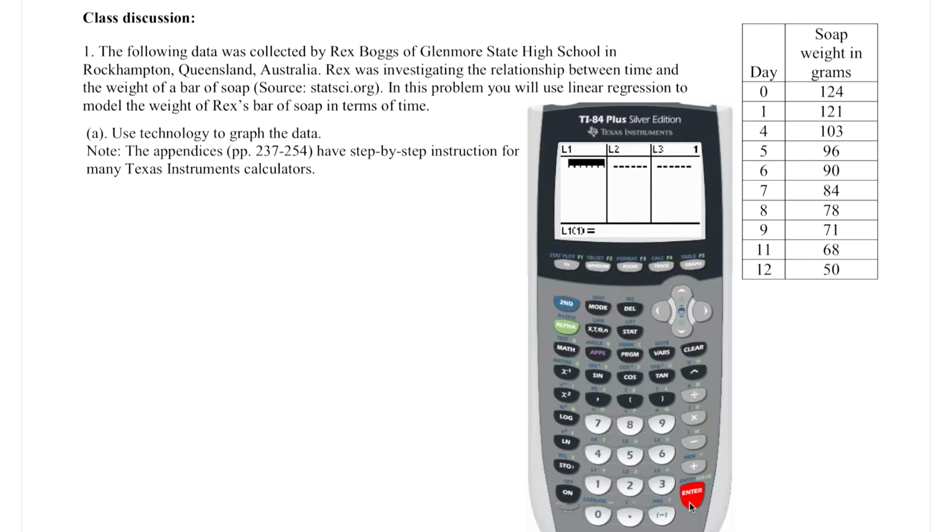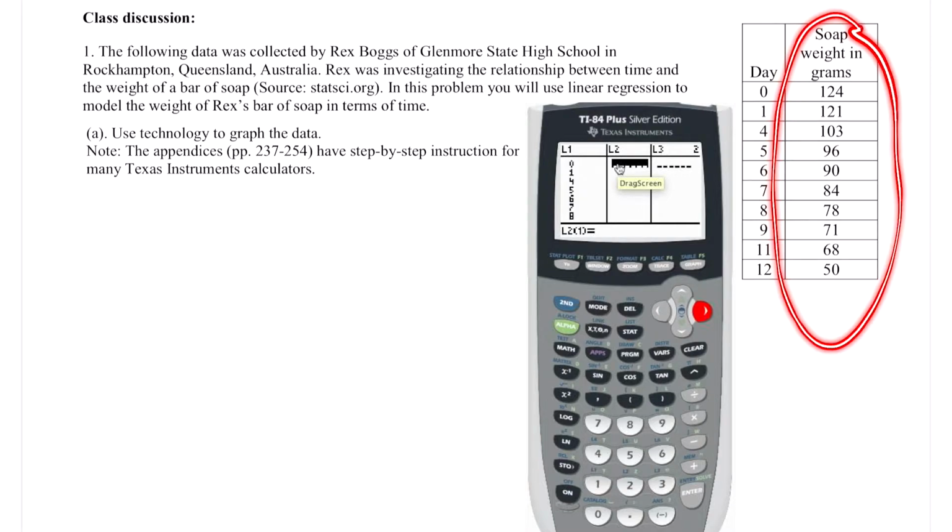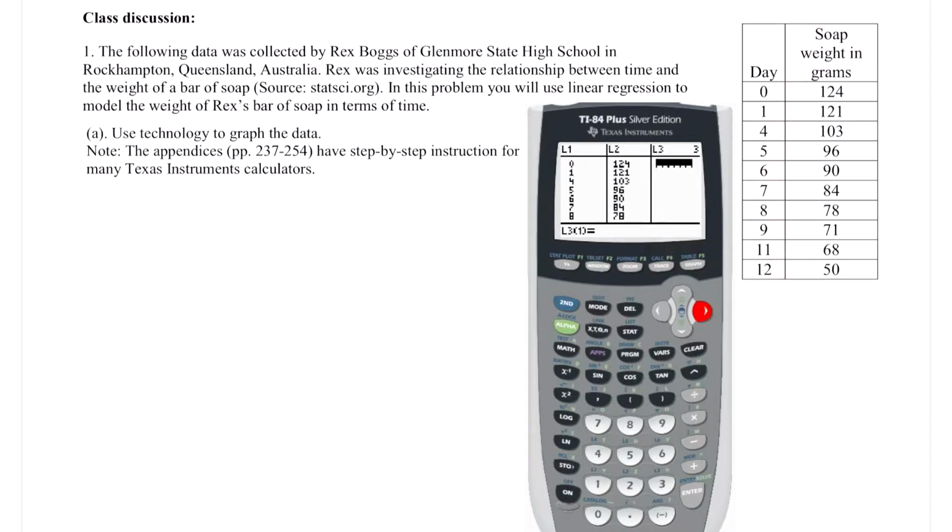And under List 1, let's enter in all the days you see here. So we're going to type 0, 1, 4, and so on. Go ahead and pause the video and finish completing this list. Now that that is done, over on List 2, you're going to want to enter the soap weights. So please pause your video and enter the soap weights here under List 2. All right, your calculator, if you're using a TI calculator, should look just like mine here.